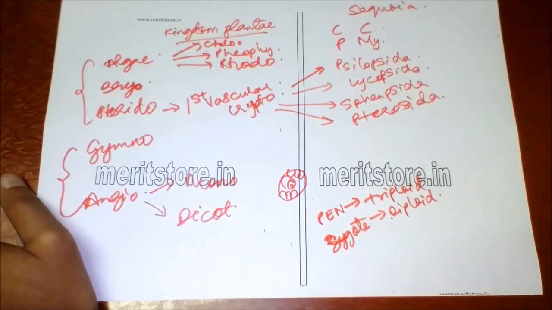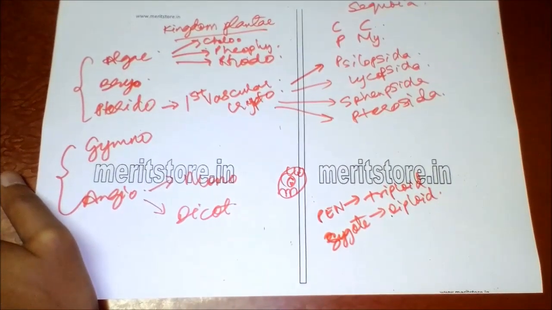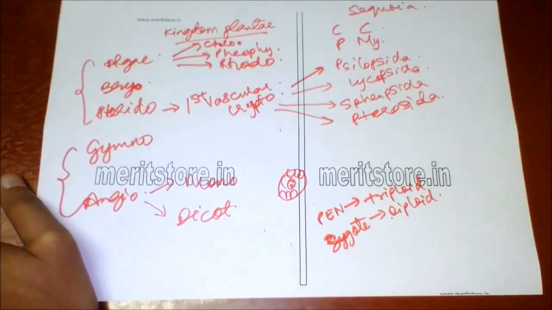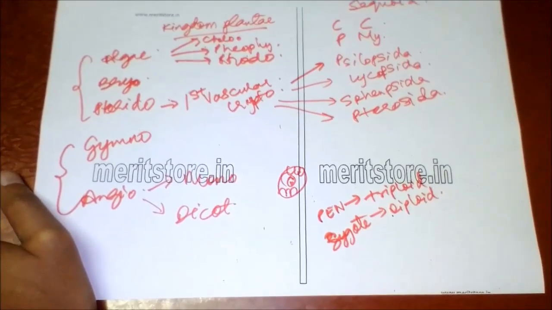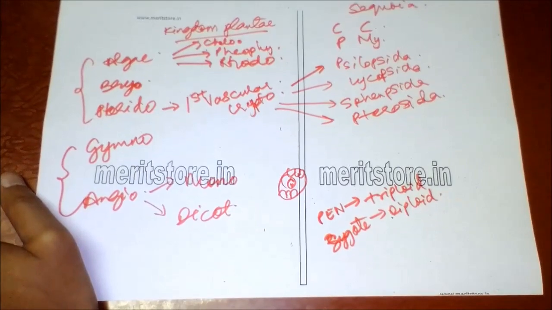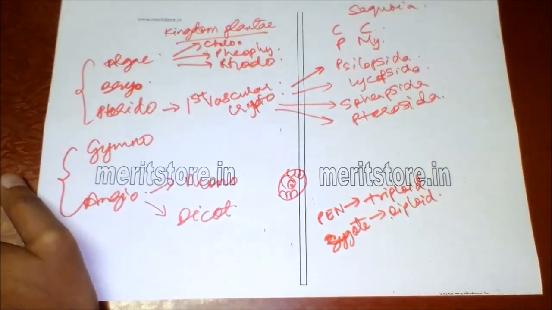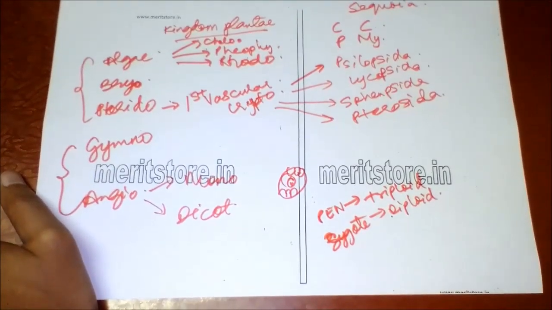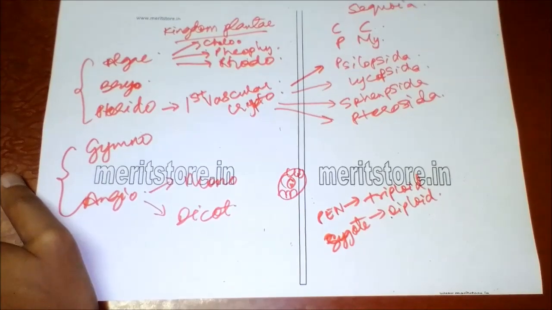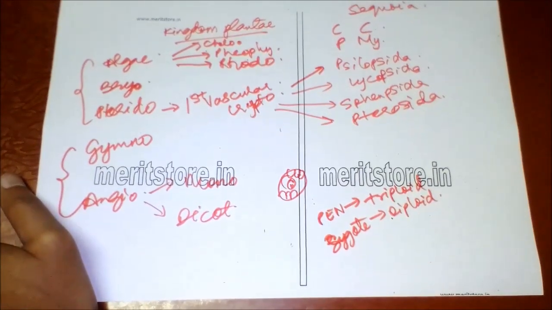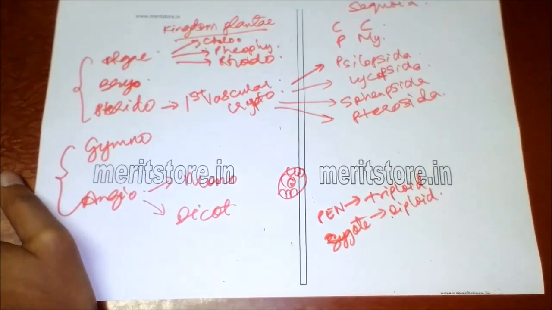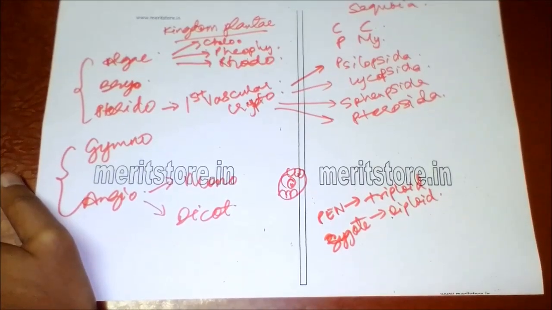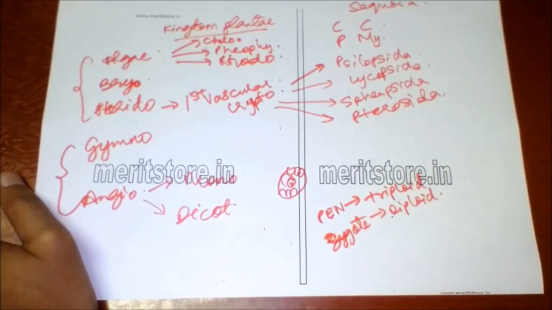Then the life cycle or alternation of generation is important in this chapter. The sporophytic generation, like haplontic, haplodiplontic, or diplontic generation. Haplontic generation is seen in algae. Diplontic is seen in all seed-bearing plants, that is gymnosperm and angiosperm. And haplodiplontic is seen in bryophytes and pteridophytes. There will be some exceptions to these which you have to remember. So this concludes our kingdom Plantae chapter.